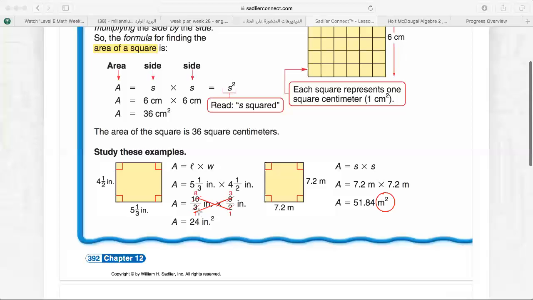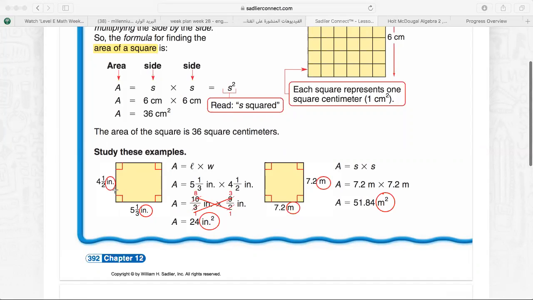Small 2, it is called squared. Don't forget to write the unit and squared. Where are you going to find the unit? You're going to find the unit here, next to the length and the width, next to the side.